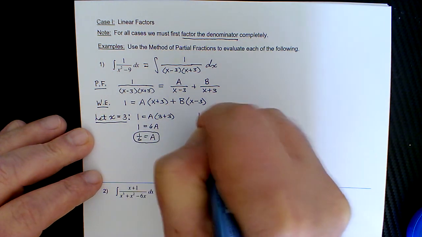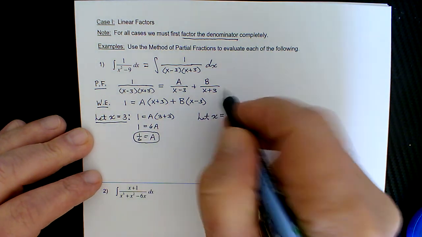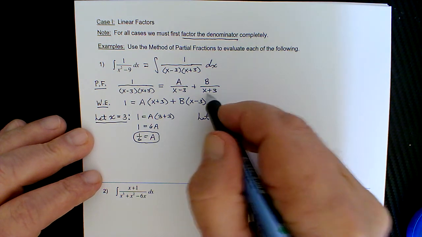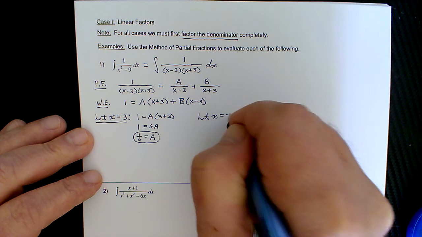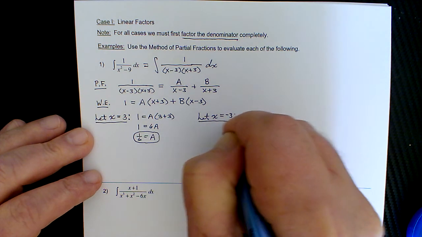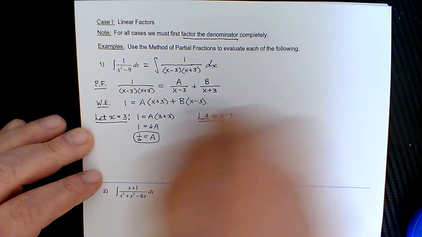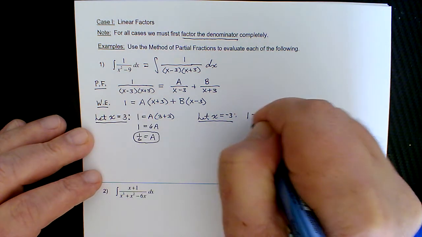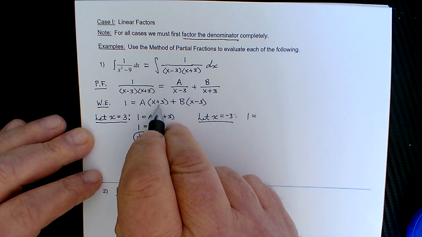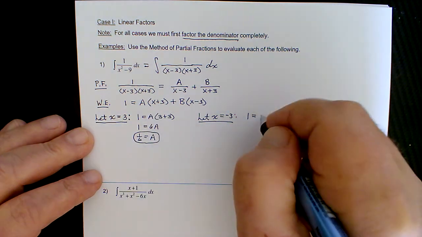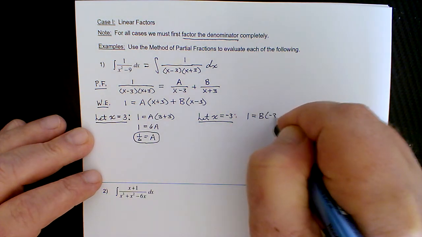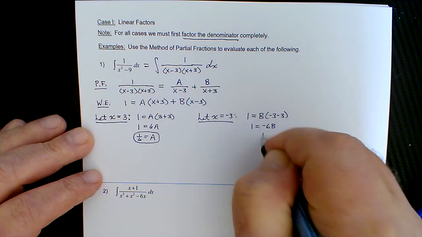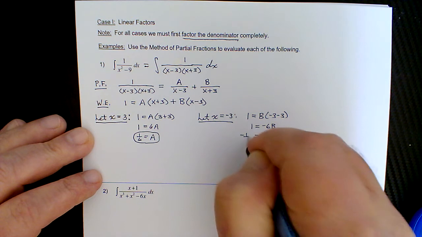Okay, so now to solve for b, if I look back at the original decomposition, and I force its denominator to be 0 by choosing x to be -3, then I'll be able to solve for b. And into the working equation, plug in -3 for x, we get 1 equals, no need to plug in -3 here because that goes to 0, so 1 equals b times -3 minus 3. So 1 equals -6b, and b is -1/6.